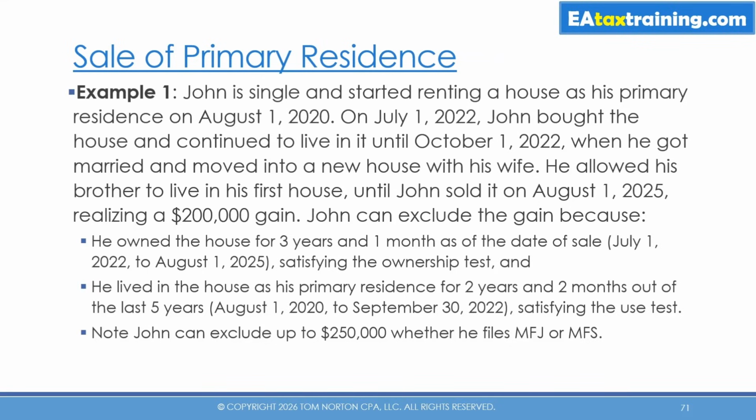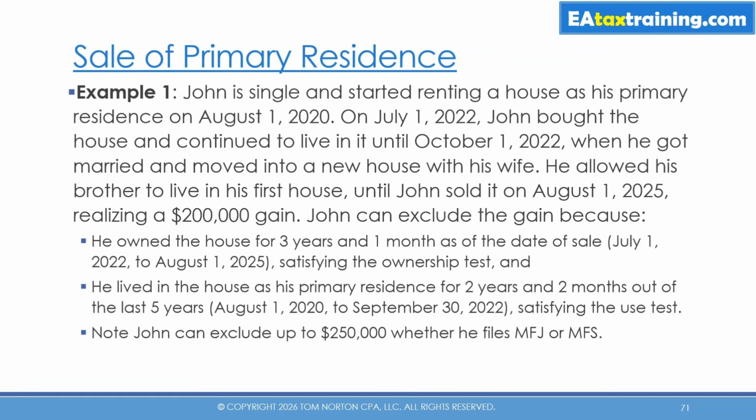Also note here that John can exclude up to $250,000 married filing jointly or separately. So in other words, if the gain had been more than $250,000, he would have only been able to exclude $250,000. Why? Because in order to double that benefit to $500,000, both spouses had to meet the use test, and his wife never lived in that house.